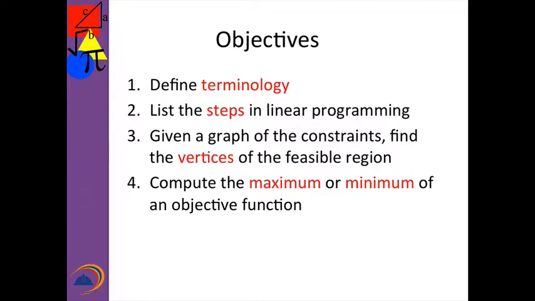Welcome back. Now, the objectives for today. So on your note taker, fill in the missing terms that are in red. Number one, we're going to define terminology. Number two, we're going to list the steps in linear programming. Number three, given a graph of constraints, we're going to find the vertices of a feasible region.